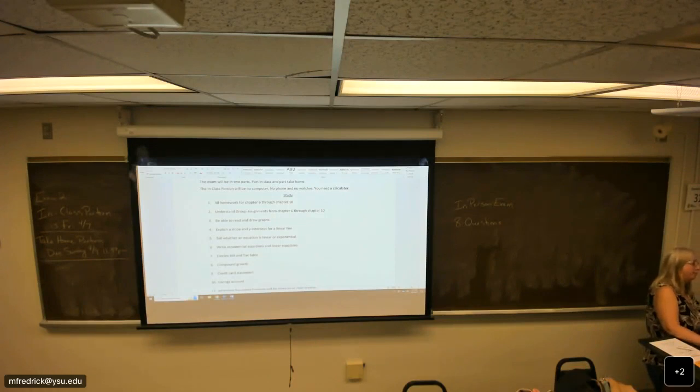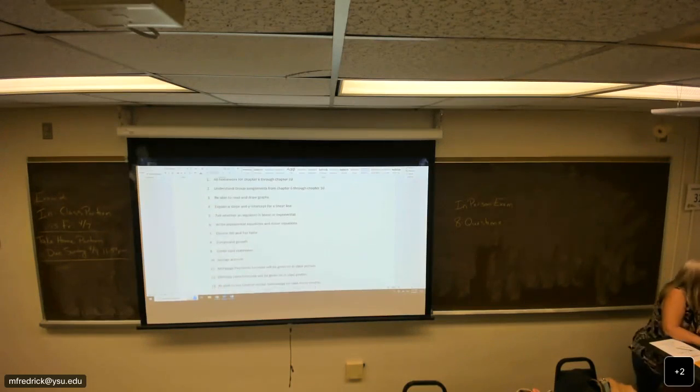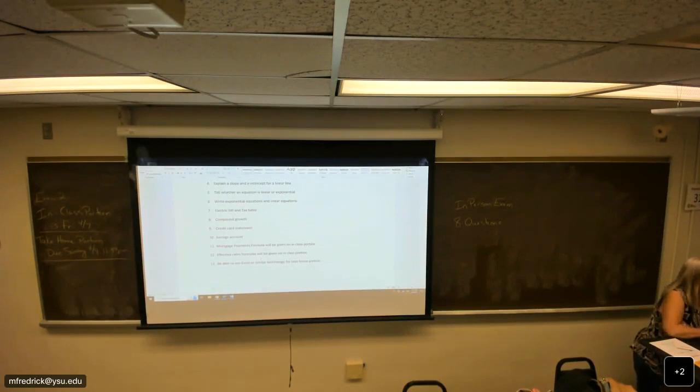Anyways, the trend line on that, it's similar to that. Electric bill, things like that. Knowing if it's linear or exponential, be able to write an exponential or linear equation depending on the problem. Electric bill, tax table, compounded growth, credit card, savings account. So everything we've learned since the last test is on there. Some of it's on the in-class and some of it's on the take-home.